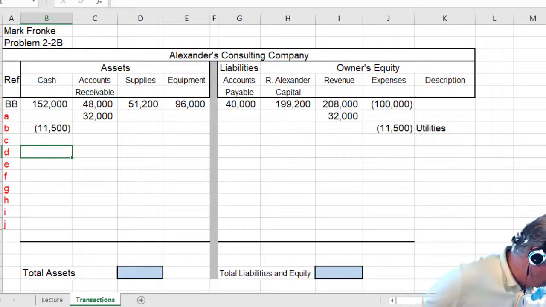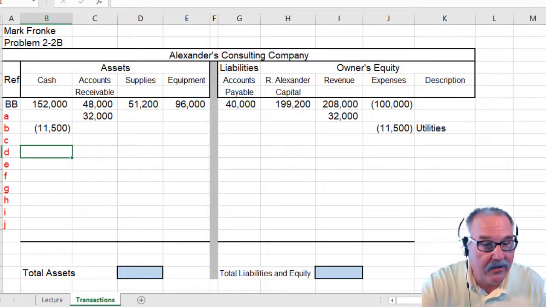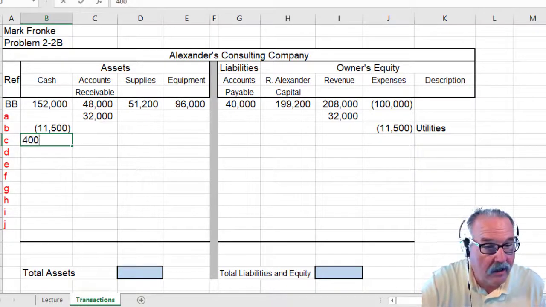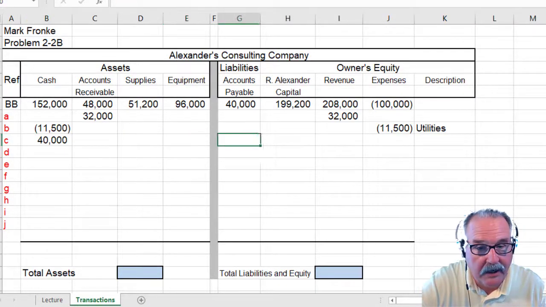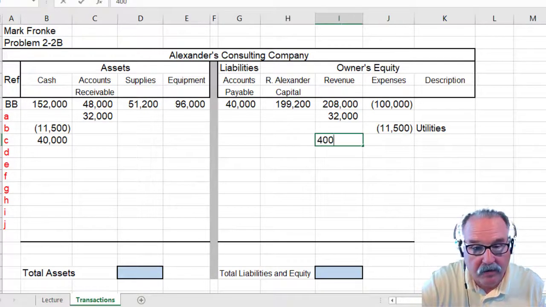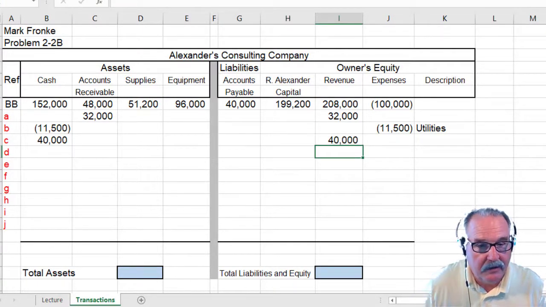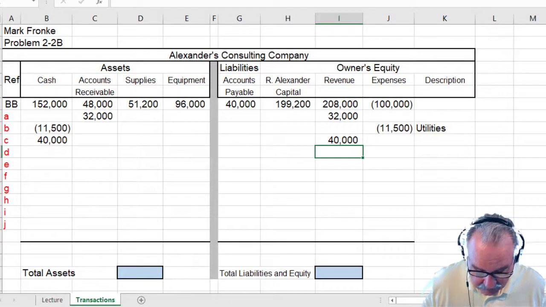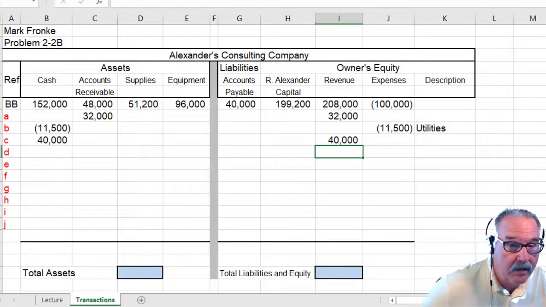Transaction C says we perform services for $40,000 in cash. So our cash account is going up 40 grand, and we're going to record $40,000 in revenue. Opposite sides of the equal sign, they have to be the same. 40,000 is going up in cash, and 40,000 is going up in revenue.